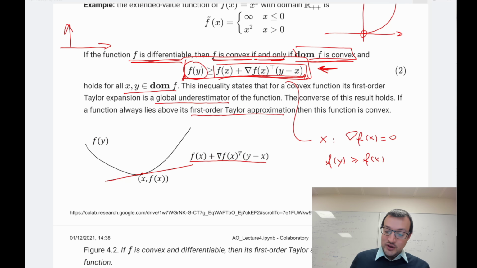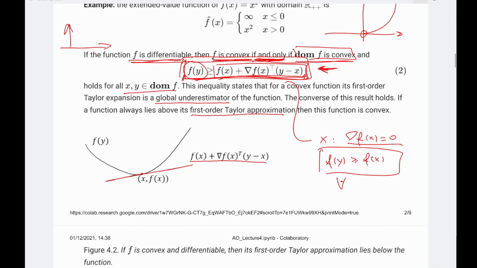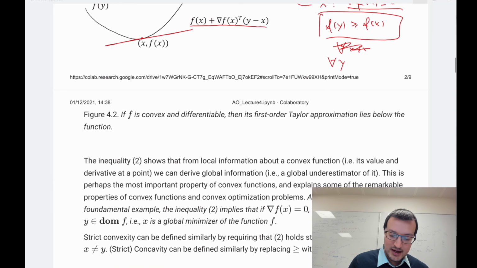Knowing this, because again it's an if and only if, this means that if the function is convex, this is going to hold. So if we find a point for which the gradient is 0, we end up with this condition that tells us that this is true for all y in the domain. So this is telling us essentially that x is a global minimum. It's a global minimizer.